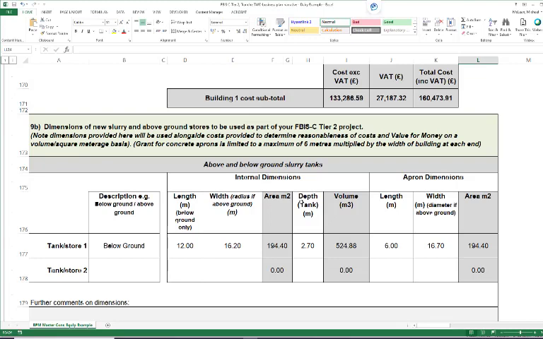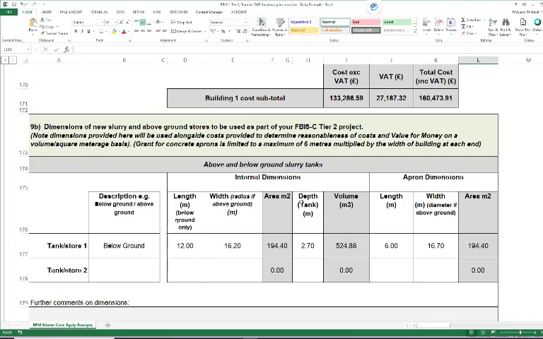Remember, all slurry storage systems must be notified to Northern Ireland Environment Agency, and hence it's essential that your engineer is involved in all aspects of the project. The dimensions you must record are internal dimensions. The area and total volume will be calculated for you in the grey boxes.